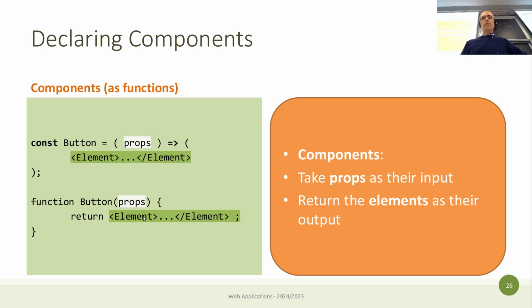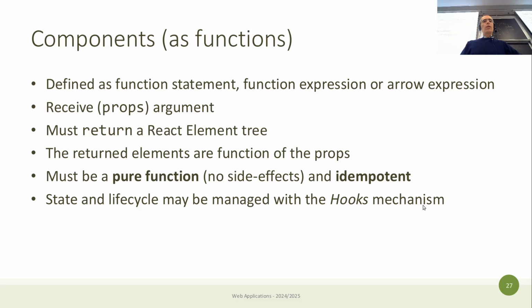Returns elements. You can use functions like this, arrow function, whatever. It doesn't really matter. It's just a JavaScript function. It must return a React element tree. This is important because sometimes you get an error if you think you can return different elements at the same level. No, this is not allowed. There should be a single root element. And there is also a way to handle the situation in which you don't have this single element. That's the last slide.